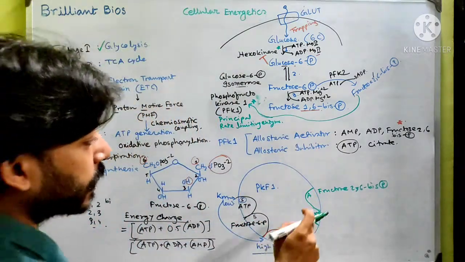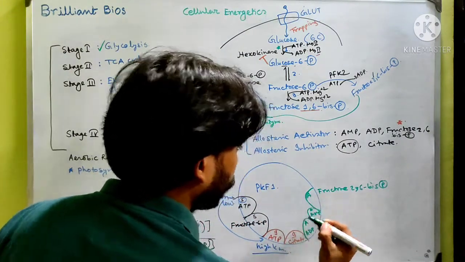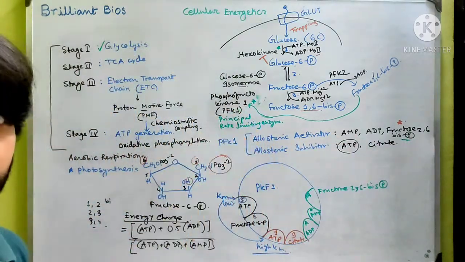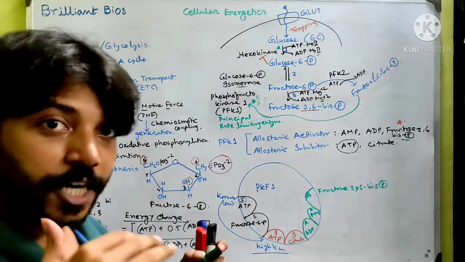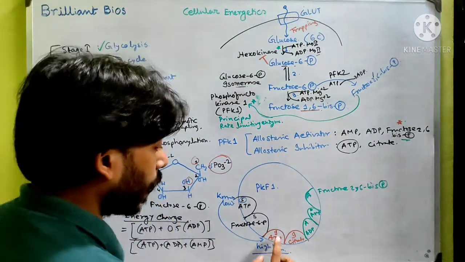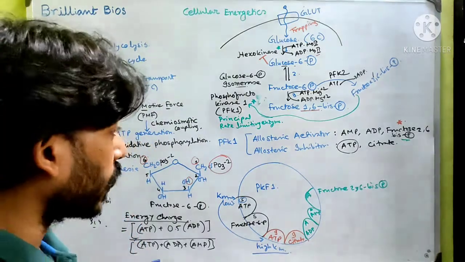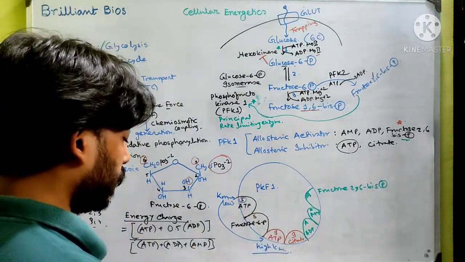Now the reason for the regulation here is that this molecule, fructose 2,6 bisphosphate, can activate this enzyme. Fructose 2,6 bisphosphate has an allosteric binding site, an activating site, on PFK1, and it can decrease the inhibitory power of ATP. So this is another mechanism of these regulations.